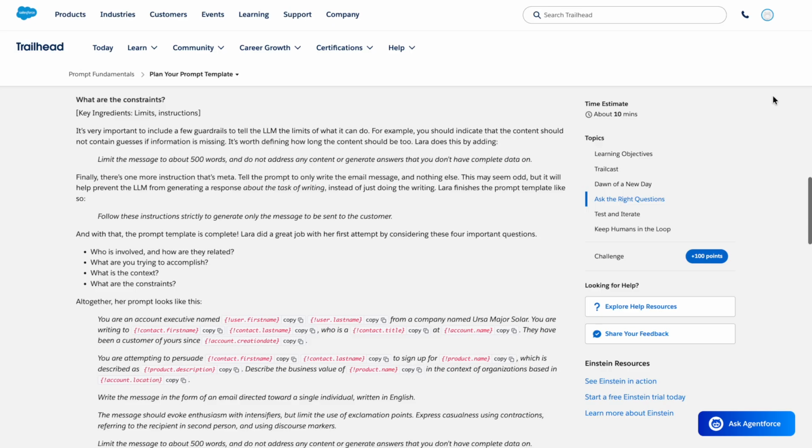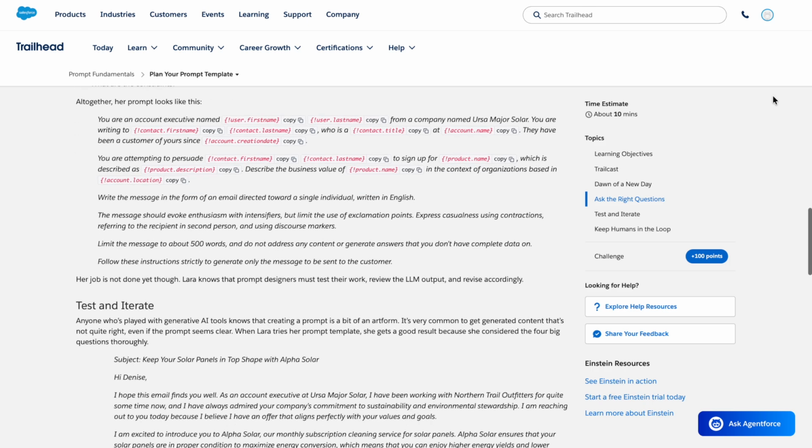Lara finishes the prompt template like so. Follow these instructions strictly to generate only the message to be sent to the customer. And with that, the prompt template is complete. Lara did a great job with her first attempt by considering these 4 important questions. Who is involved and how are they related? What are you trying to accomplish? What is the context? What are the constraints?